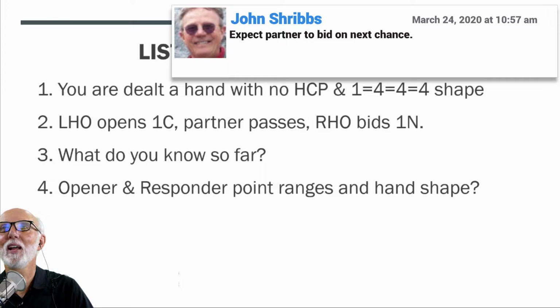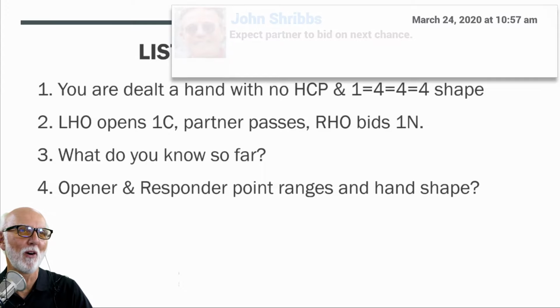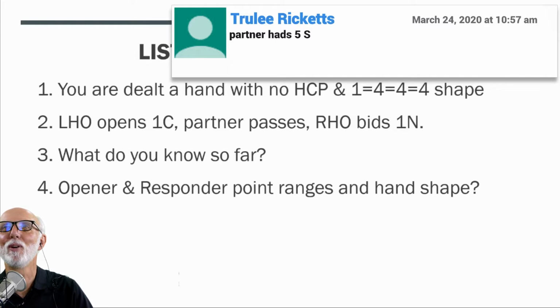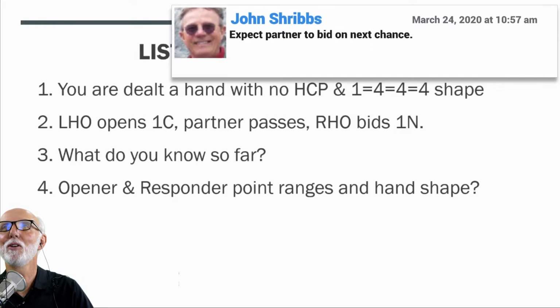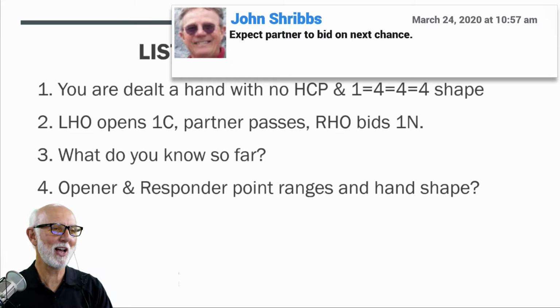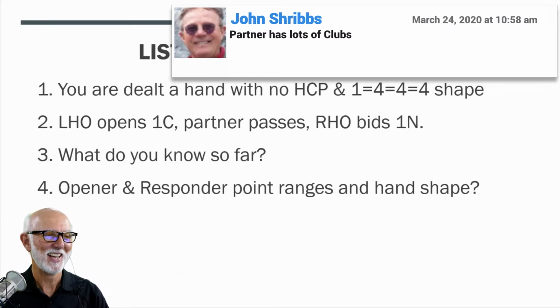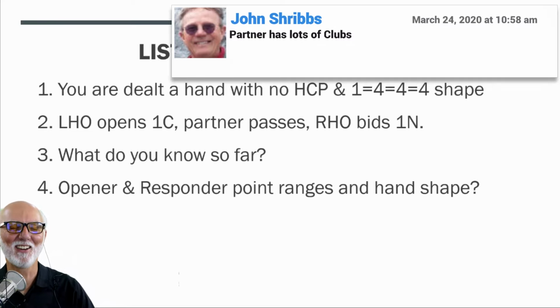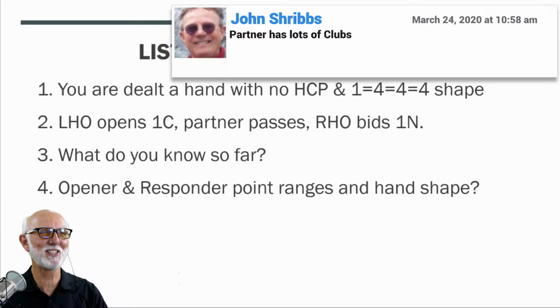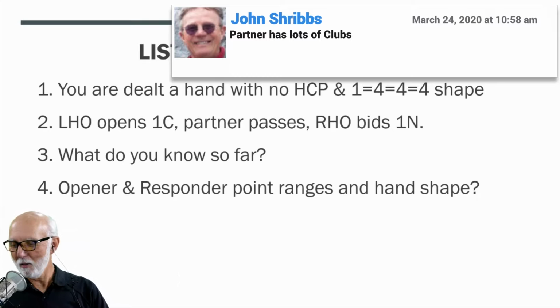Truly says, partner has 5 spades. Oh, you're so far ahead of me. Look at these people. This is brilliant. John's expect partner to bid on the next chance. And also, partner has a lot of clubs. Good observations. Woohoo! Thank you for those comments. You guys, go to the head of the class. Nice job.